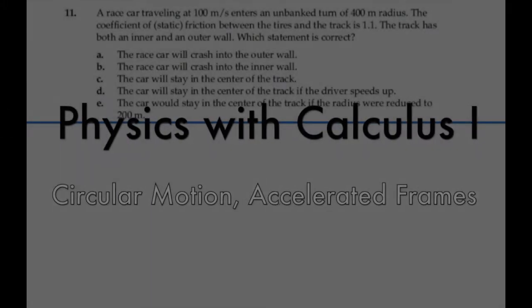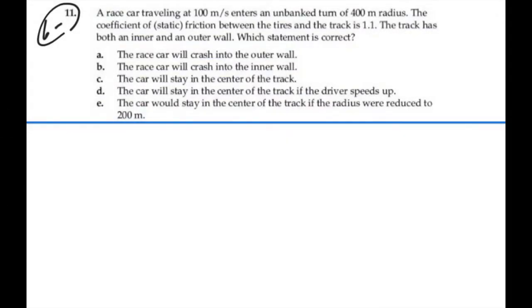Here's problem 611. A race car traveling at 100 meters per second enters an unbanked turn of 400 meter radius. The coefficient of static friction between the tires and the track is 1.1. The track has both an inner and outer wall. Which statement is correct? Alright, let's imagine what's going around in this problem.